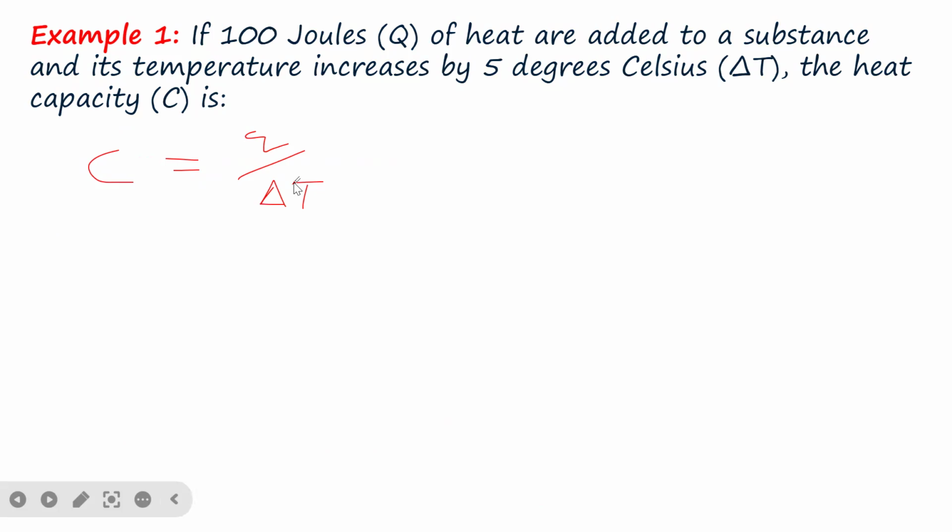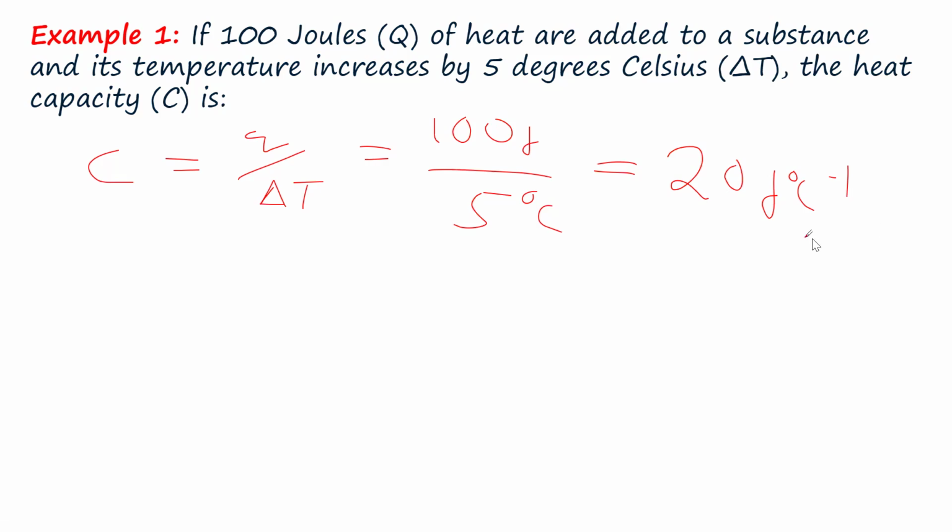So the Q here is the amount of heat, which is 100 joule, and then of course divided by the change in temperature. The change in temperature, delta T here, is 5 degrees Celsius. So if we now take this 100 divided by 5, it is going to give us 20 joule per Kelvin. So this is actually the answer to this question.